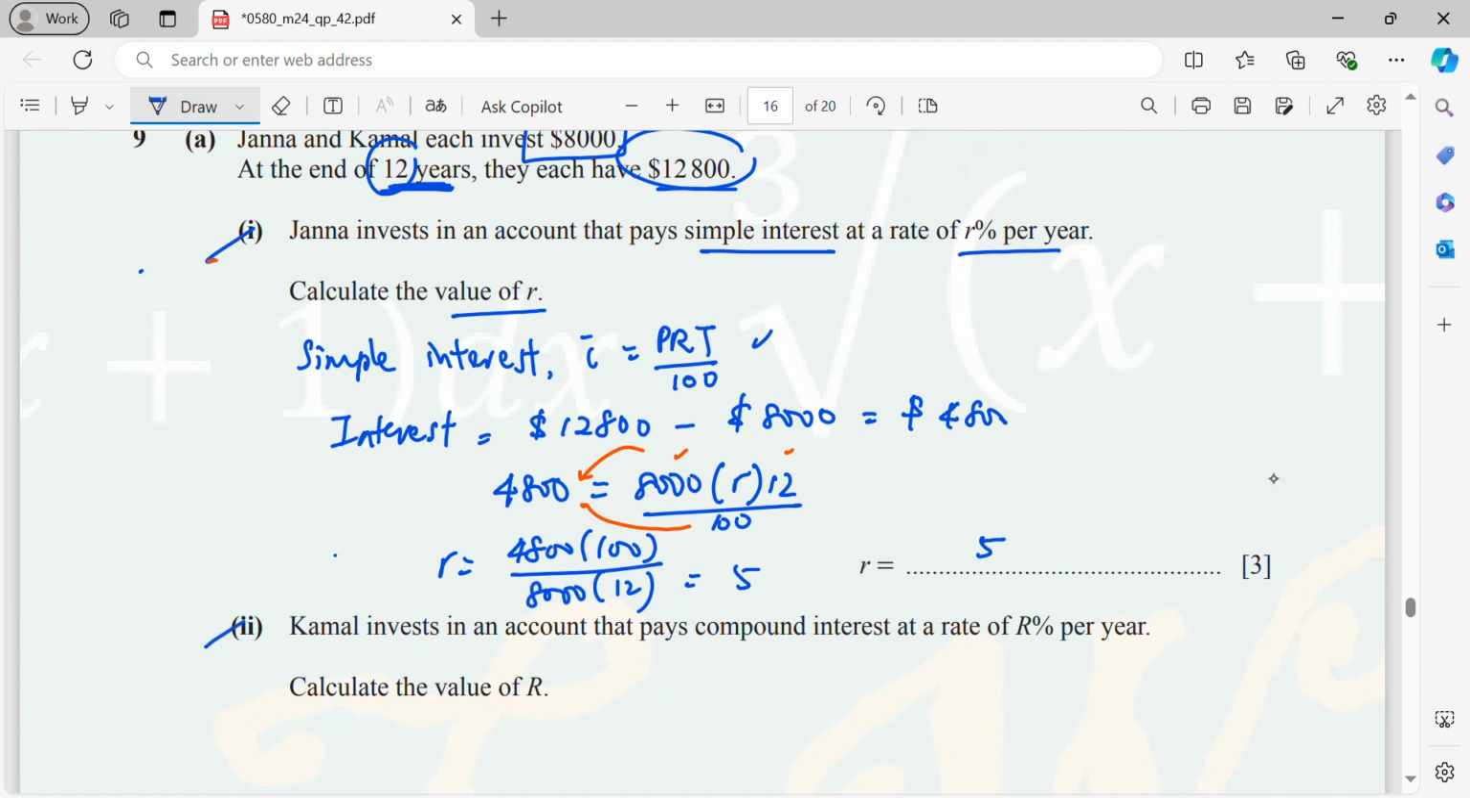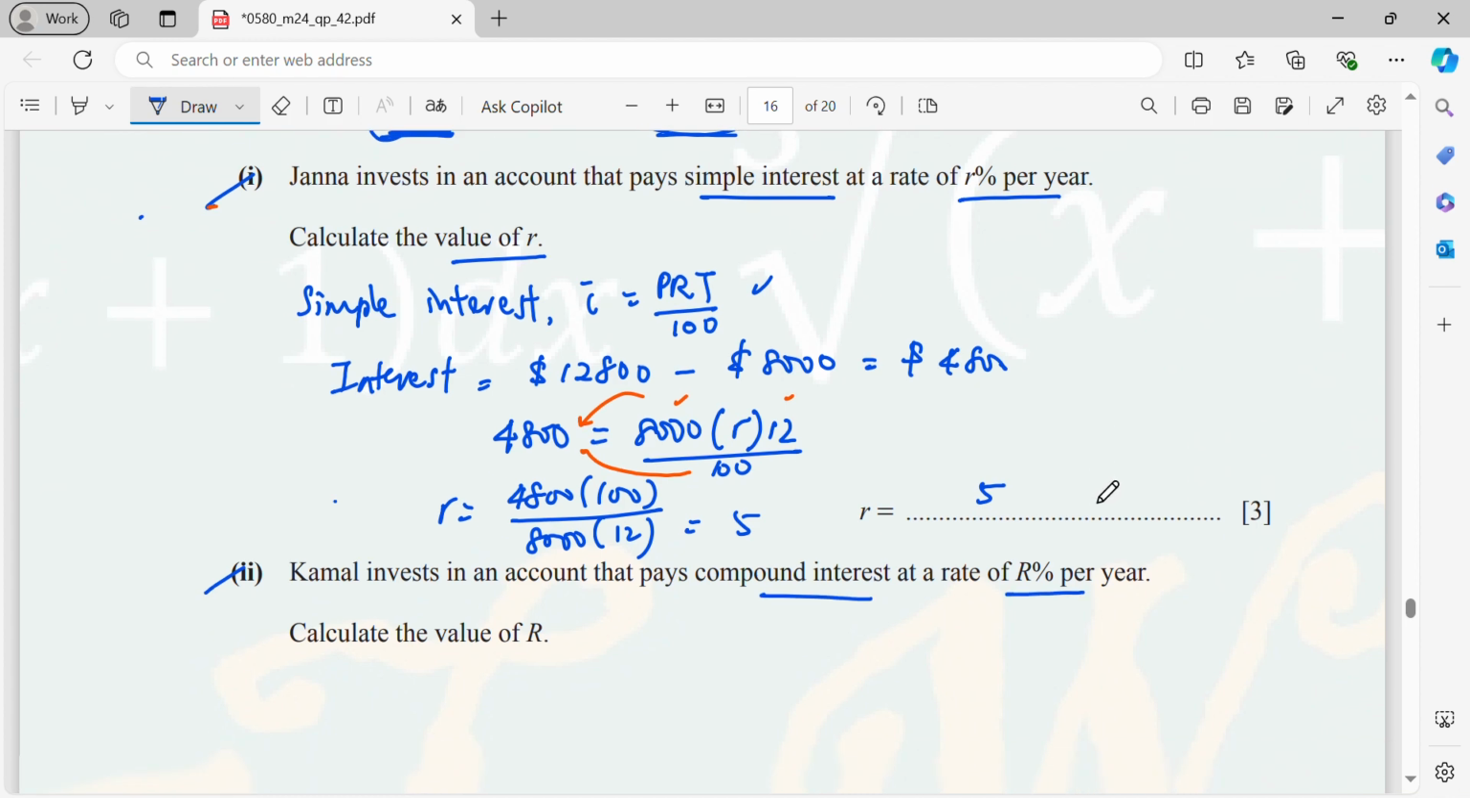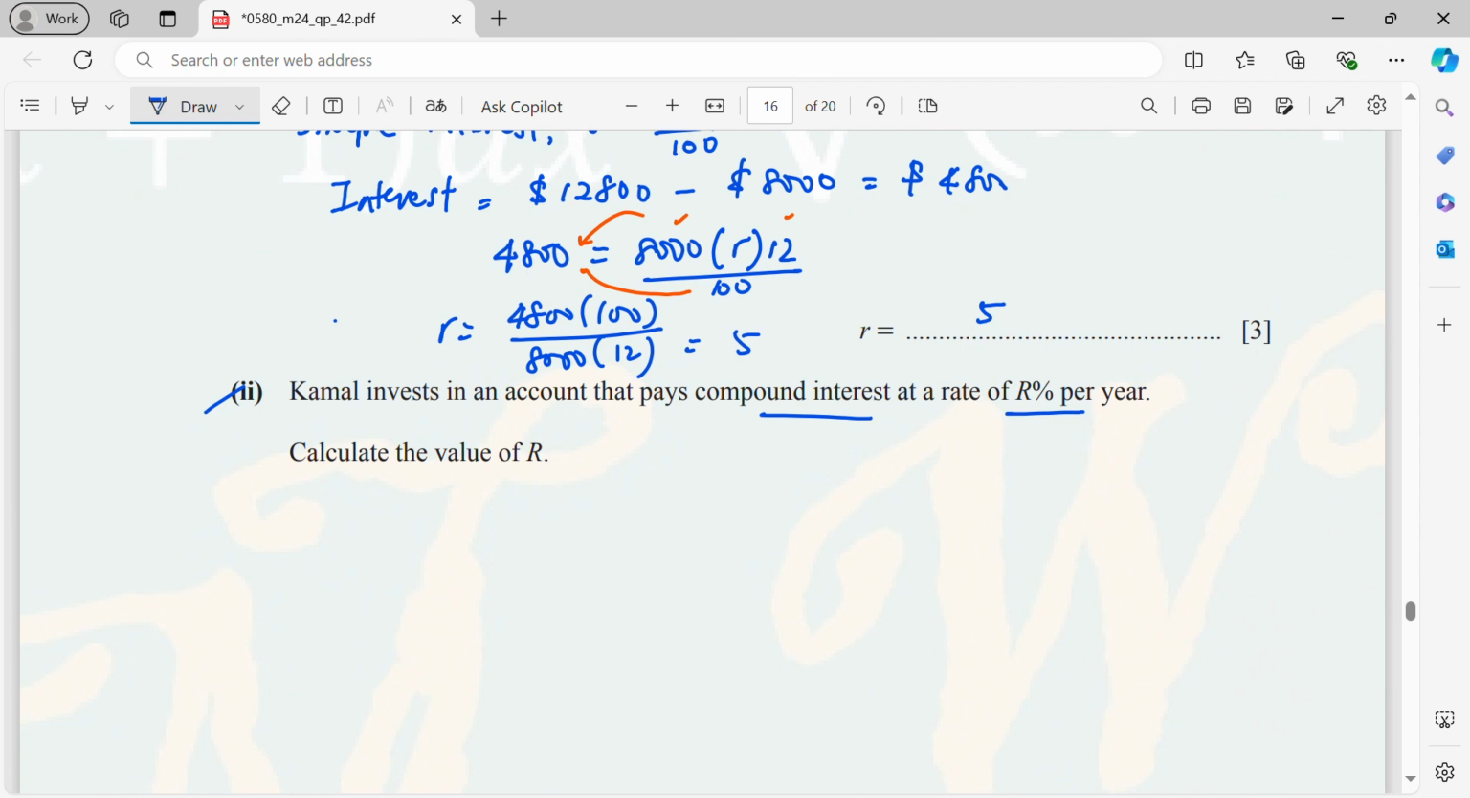Okay, part 2, Karma invests in an account that pays compound interest at R% per year. Calculate the capital letter R. So for compound interest, the formula is A equals P bracket 1 plus R. Okay, so in general, I will just write lowercase letter r over 100 power n.